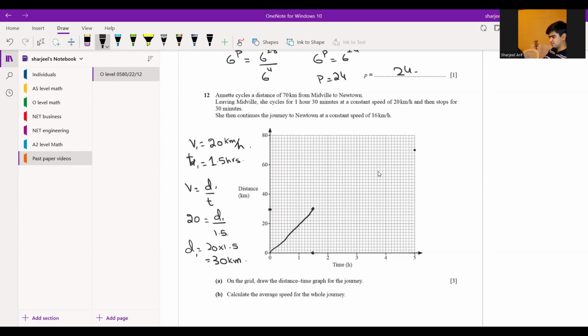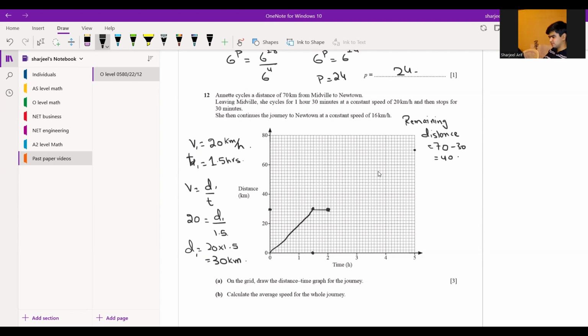She then stops for 15 minutes. So during this time, no distance was covered. So we will draw a straight horizontal line for the next 15 minutes. Then she continues the journey at a constant speed of 16 kilometers per hour. So we know the distance was 70 kilometers. We have to find the remaining distance first. So remaining distance will be 70 minus 30, that would be 40.